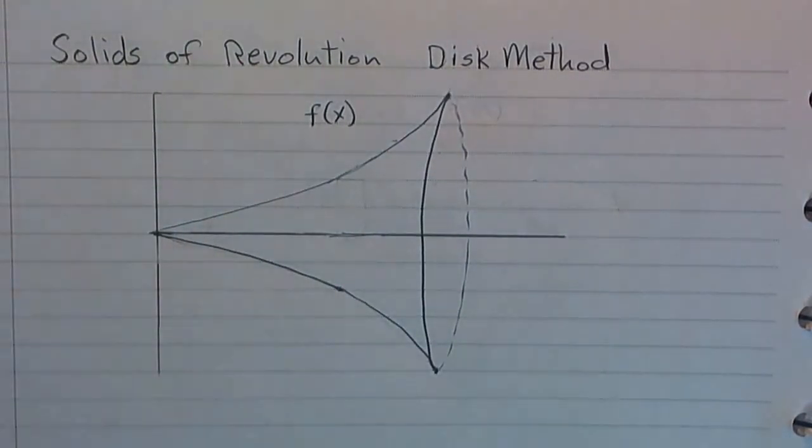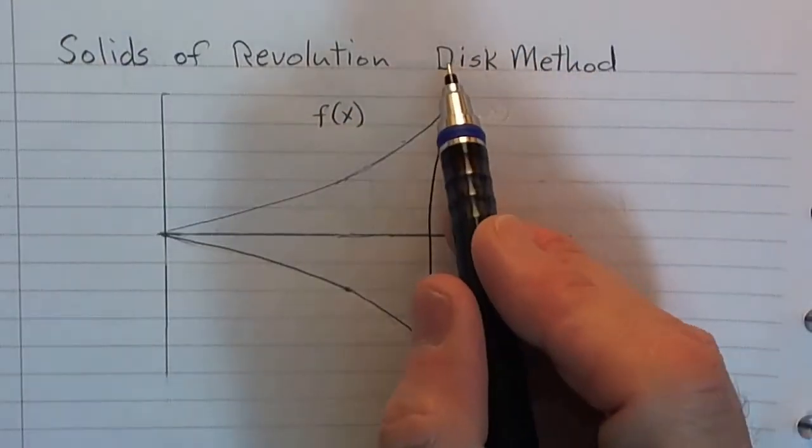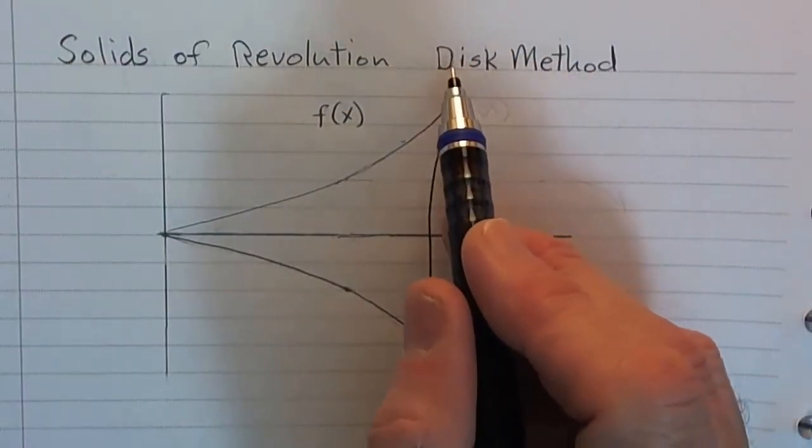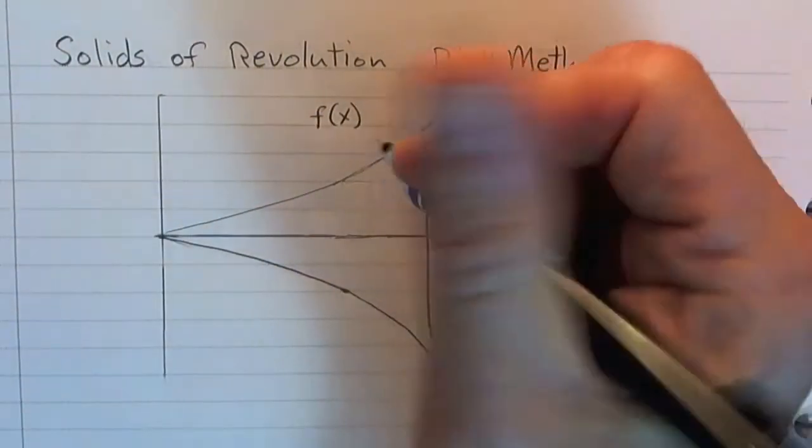Well, that's what we want to investigate. How can we do this? And we're going to find that we can use integration to find that volume. And in particular, what we're going to use right now is called the disk method. So let's see how this works.